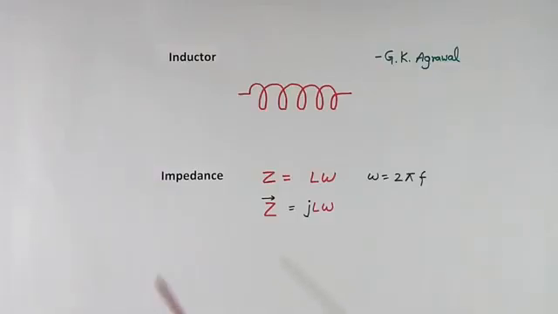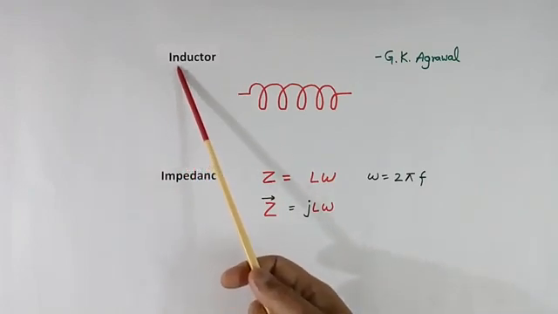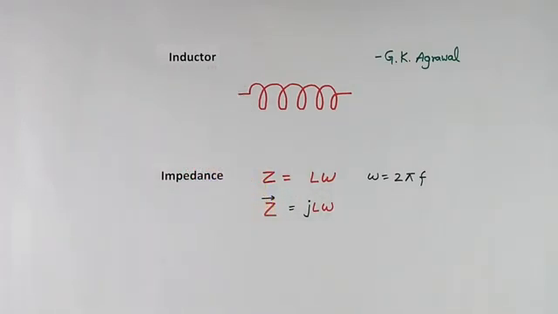Welcome. Today we will discuss the inductor. This is the inductor symbol. Impedance Z of this inductor is given by L omega, where L is the inductance value and omega is the angular frequency, which is equal to 2 pi f. If frequency f is more, omega will be more, then Z will be more. This means inductor impedance will increase if frequency is increasing.